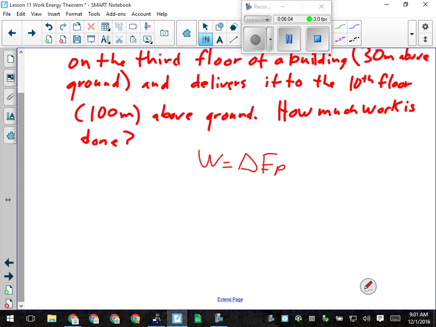And it is, as long as the initial potential energy is 0, because then your final potential energy is the work that's done, okay? And that works out. In this case, it's not going to be the case. We have to actually do the subtraction operation here, okay? So we have to go m times g times h final minus m times g times h initial, okay?